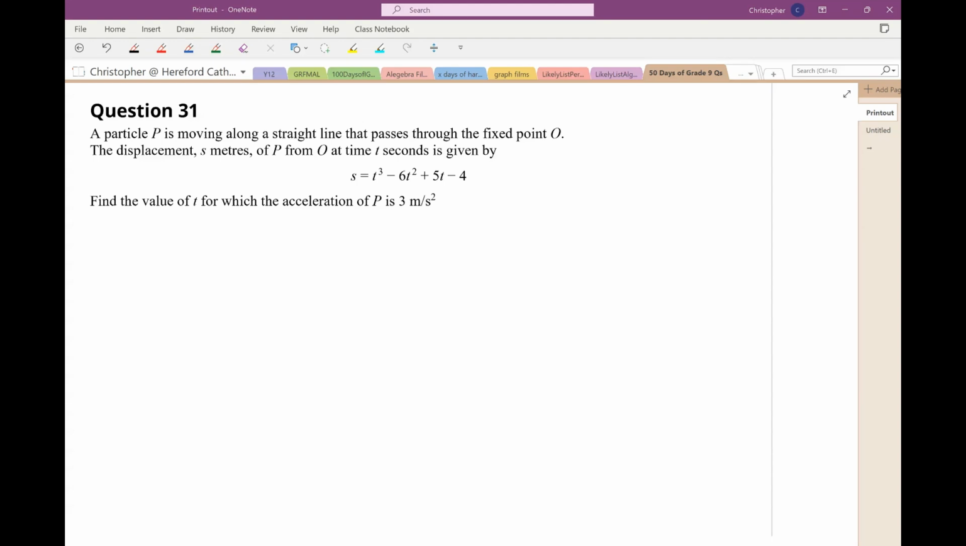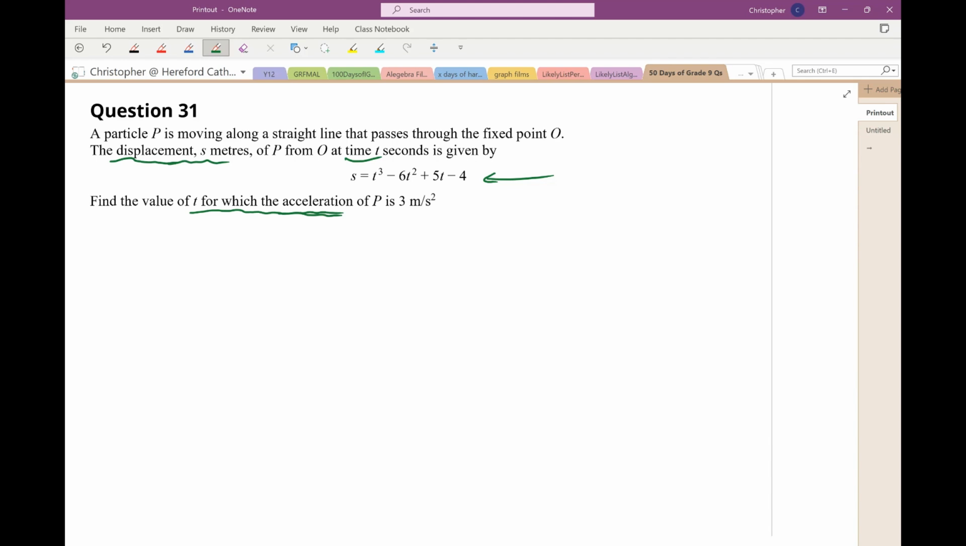Question 31. Well, I'm dealing with displacement. Okay, and I'm being asked for acceleration. This is going to be about differentiation, I think. Let's have a look. A particle P is moving along a straight line that passes through a fixed point O. The displacement S of P from O at a time t is given by that formula. Find the value of t for which the acceleration of P is 3 meters per second per second.